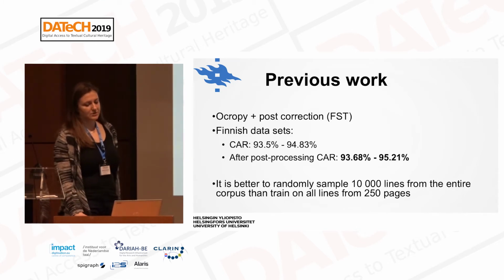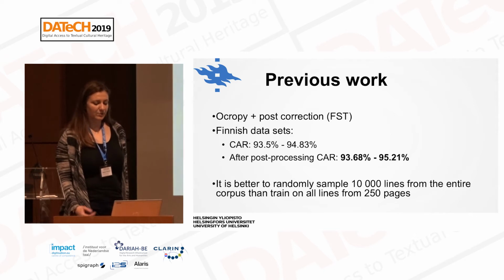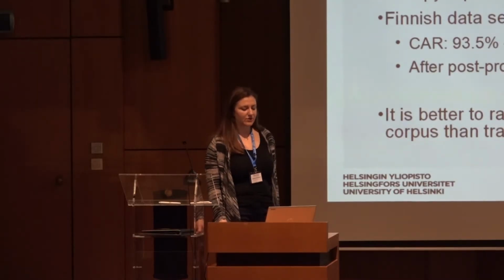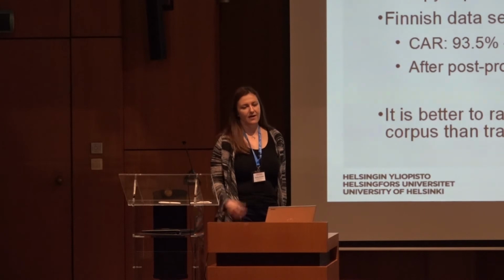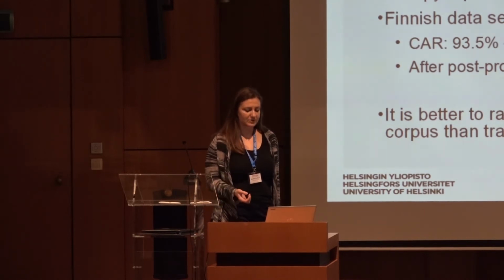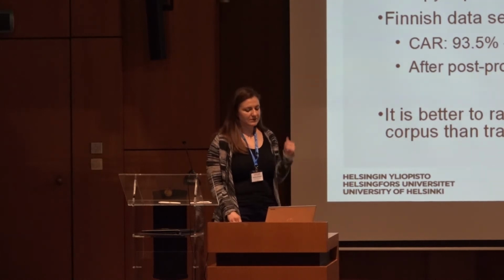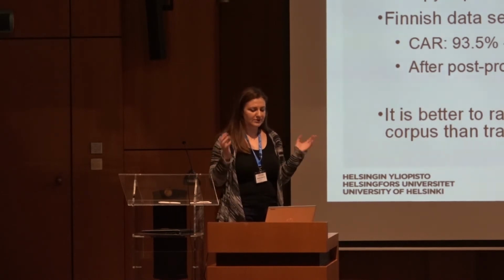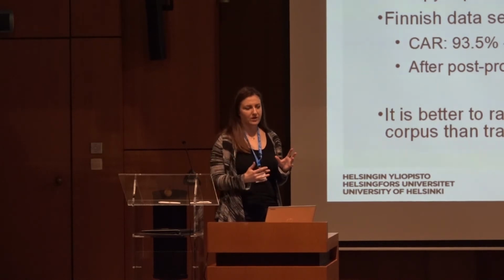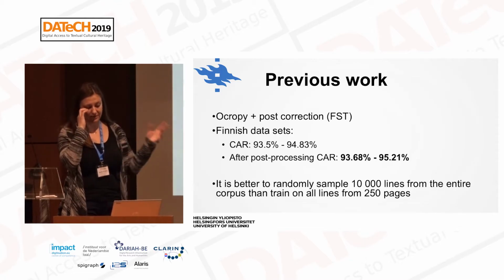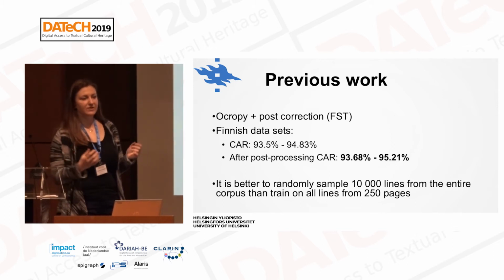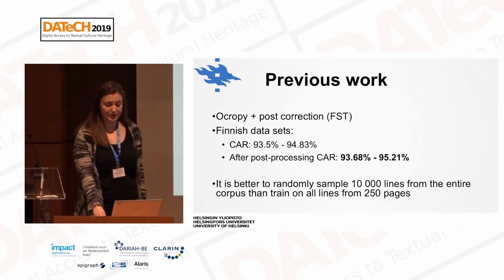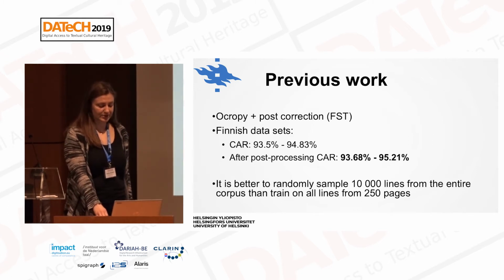In previous work, we tested Ocropy on Finnish data sets, and we applied post-correction with finite-state transducers. So we got character accuracy rates around 93.5 to 94.8%, and all our results improved slightly with post-processing. But what was important from these experiments was that it proved really good to randomly sample lines from the entire corpus. So instead of just having 250 pages and getting all of the lines from there, although that's 5 times more lines than these 10,000 lines from the whole corpus, we get this variety of fonts from the entire corpus. And that way we actually need less data to train on to get good results.